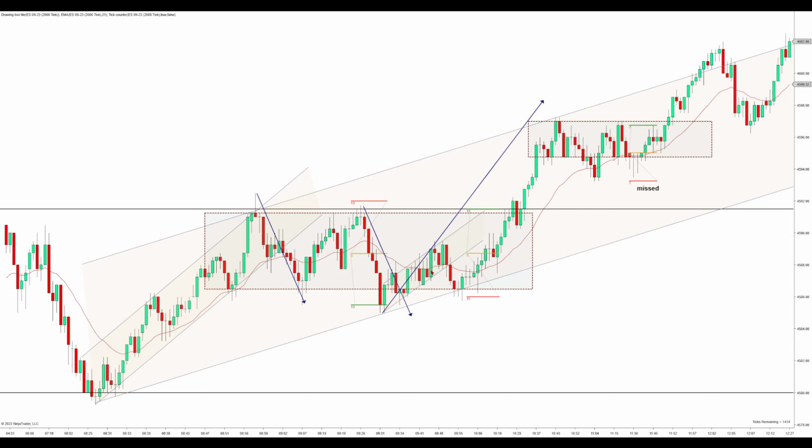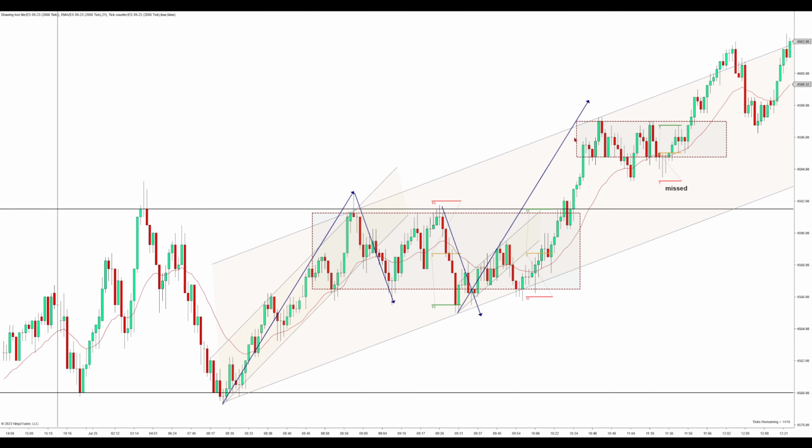We reach this, which let me redraw this really quick. So now you can see these bigger legs up here. So this is extremely typical.